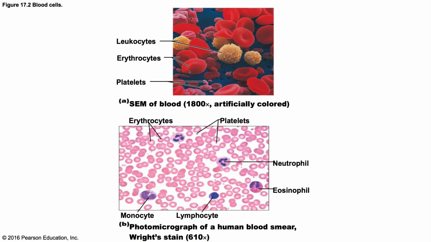And in this slide here, we have a couple of images. This one up over here is from a scanning electron microscope, and it's at 1,800 magnification, and it's also been artificially colored. So we're looking at blood over here. These are the white blood cells, these are the red blood cells, and these down over here, these are all platelets. So you can see the most numerous are the red blood cells, followed by the platelets, and then lastly we have the white blood cells.